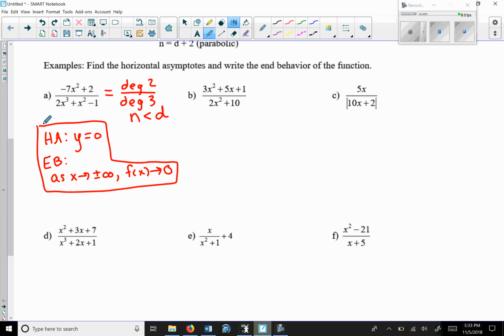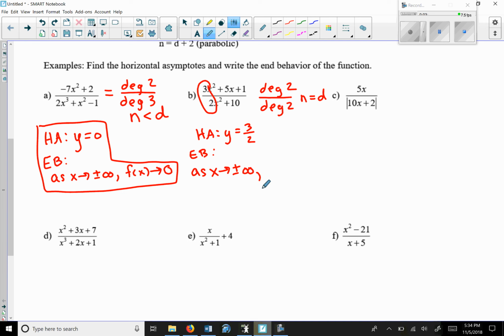So looking at the next one, for b, the degree of the numerator is 2 over a degree of 2. So now the numerator degree equals the denominator degree, and we said when that happens, then your asymptote is going to be the ratio of your leading coefficients, which in this case is 3/2. So we have a horizontal asymptote at y equals 3/2, and that means my end behavior as x approaches plus or minus infinity, so as we get very large values of x in either direction, your y values are approaching 3/2.